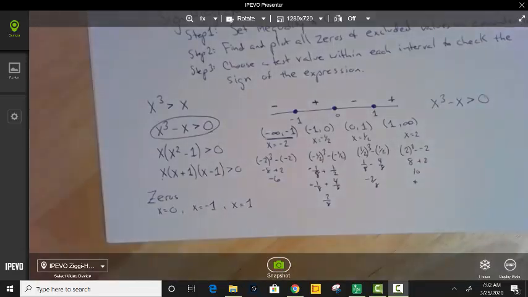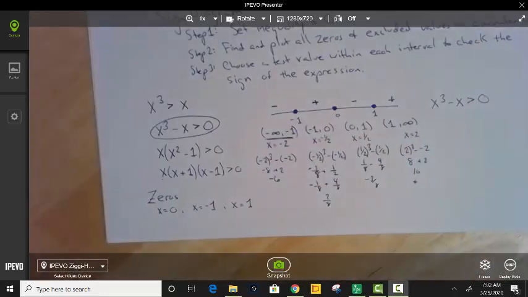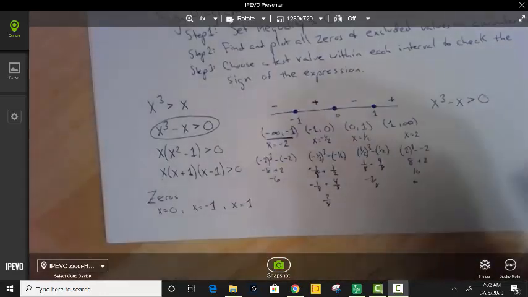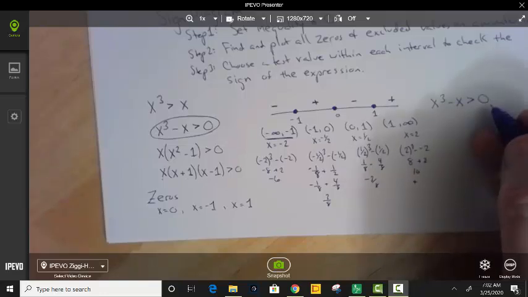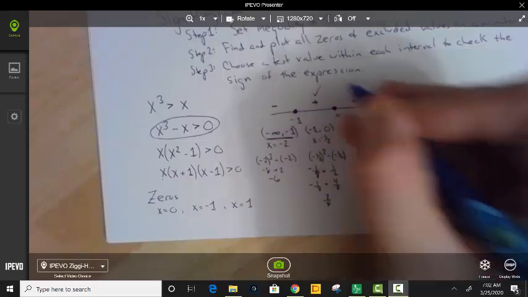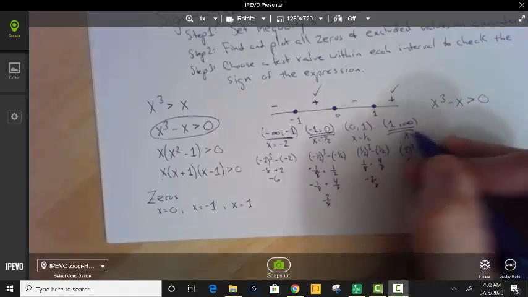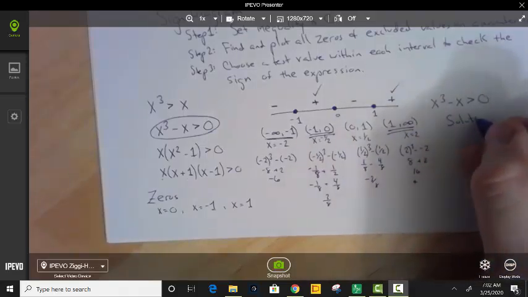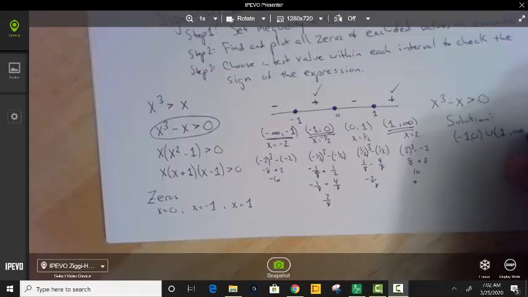It doesn't always do that. So you can't just know, oh, the first one's negative, so then it has to alternate for the rest of the function. It doesn't always work that way. But this right here is saying we want to know, when is this function positive, greater than 0. Okay, and that happens right here and right here, from negative 1 to 0 and 1 to infinity. So the solution to this inequality is the interval negative 1 to 0 union 1 to infinity.